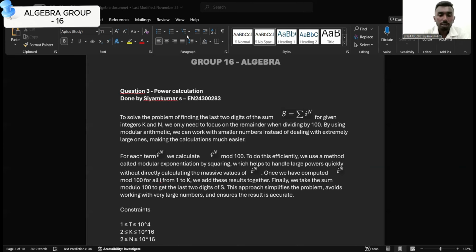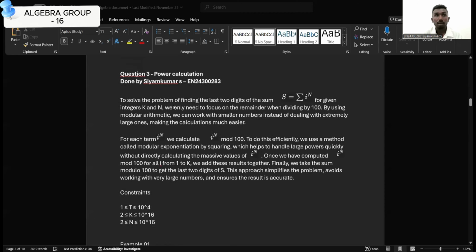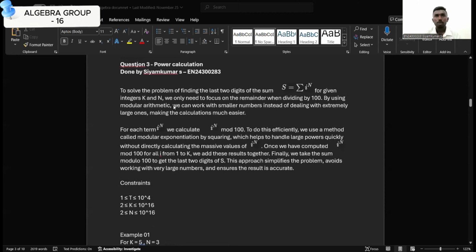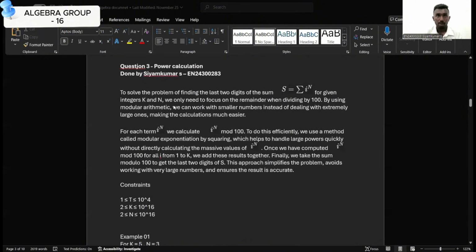I will talk about question 3, power calculations, which is about finding the last two digits of a special sum, where we need to calculate the powers of numbers from 1 to k. But instead of dealing with very large numbers, we use a trick called modular arithmetic. This lets us only focus on the remainder when dividing by 100. For each number, we calculate its power and take the remainder when dividing by 100.